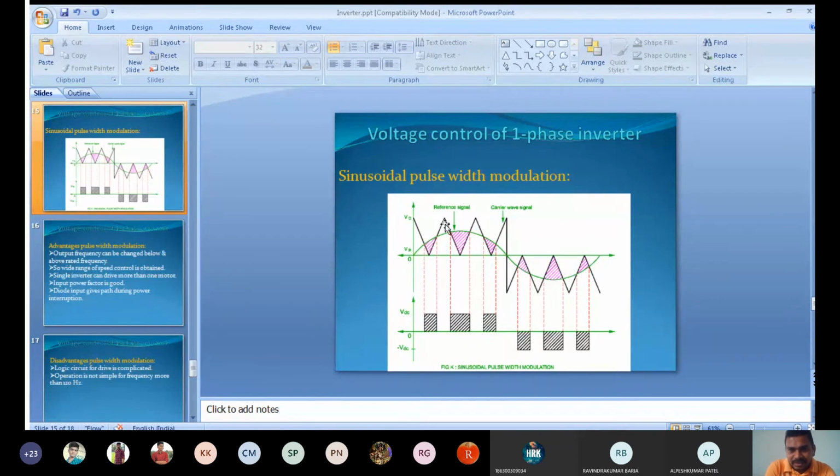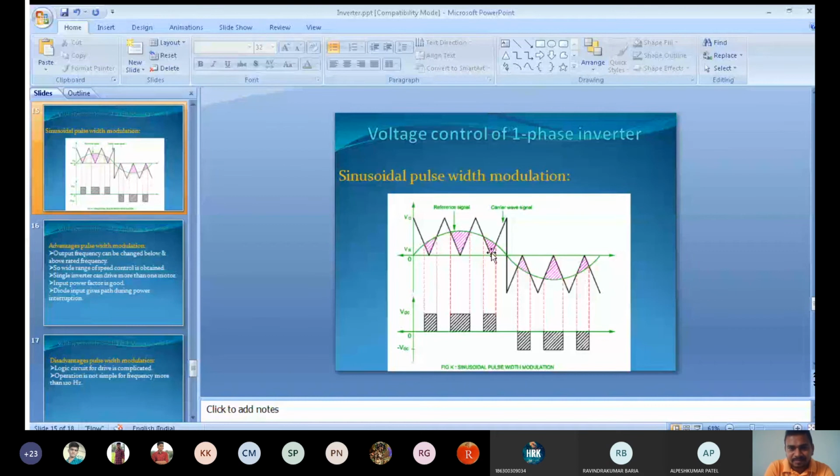Okay, so in this time duration pulse is generated, but the width is different compared to the first pulse. Now once again in this time duration pulse is not generated. Now at this point the carrier signal becomes equal to the reference signal, so pulse is generated up to this point. So in this time duration pulse is generated, but the width of the pulse becomes lesser than the second pulse.